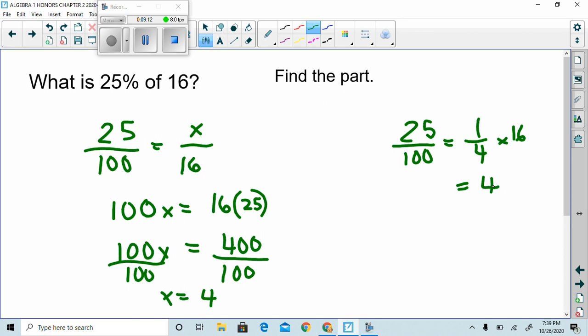That'll be something for next class. And then we'll talk about applications. We'll be looking at finding discount or interest or commission. And then we'll get to something called percent of change. And we're just about done with this chapter.